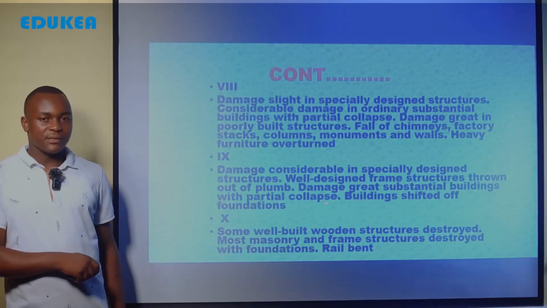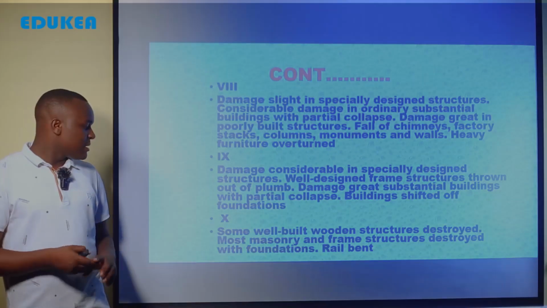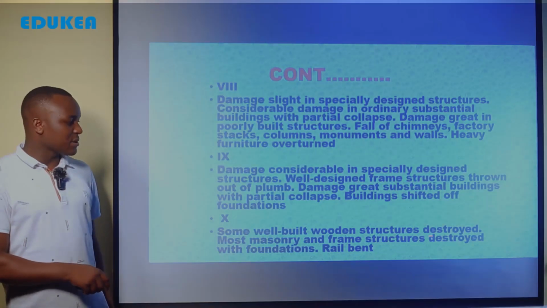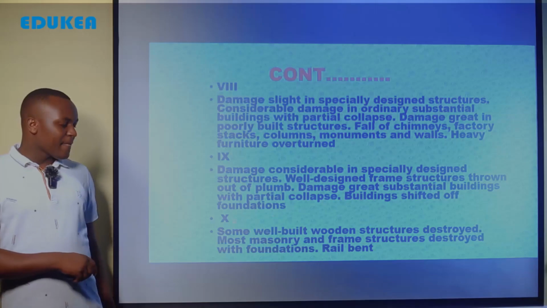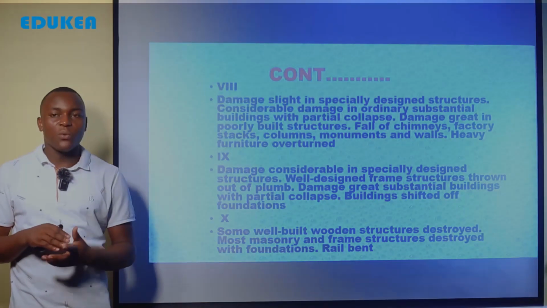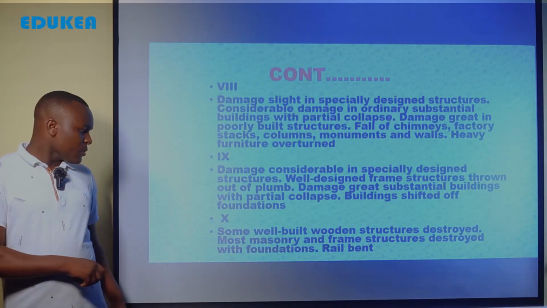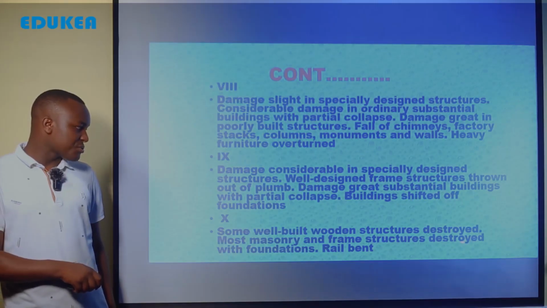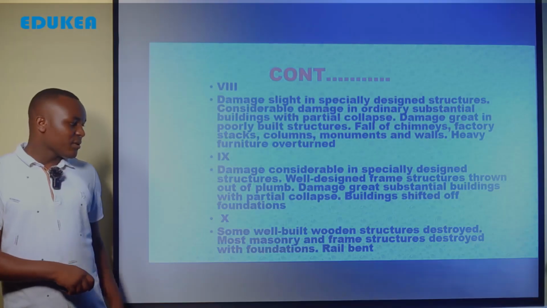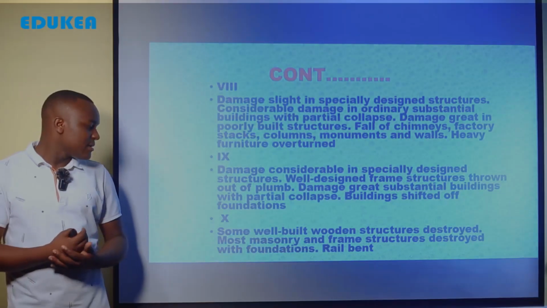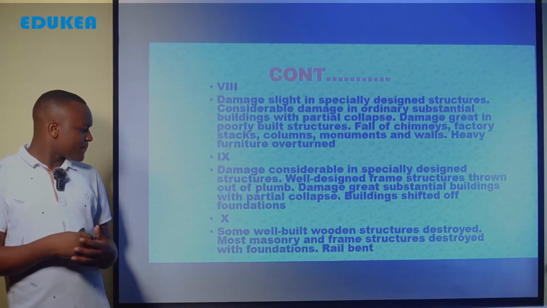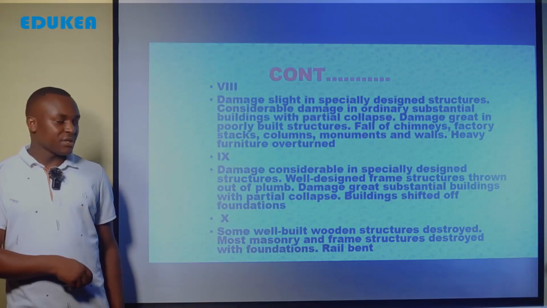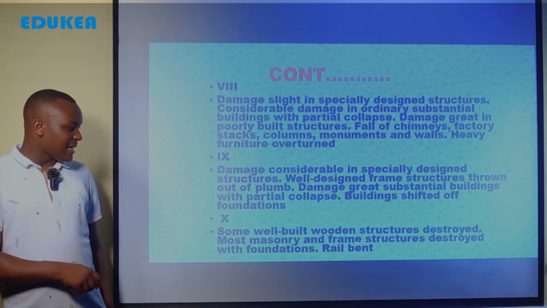For intensity number 10, some well-built wooden structures are destroyed. Kwamba baadhi ya kuta zinakuwa destroyed. Most masonry and frame structures are destroyed with their foundations. Kwamba most of the frame structures are being destroyed. For example, rail bends zinavunjika.